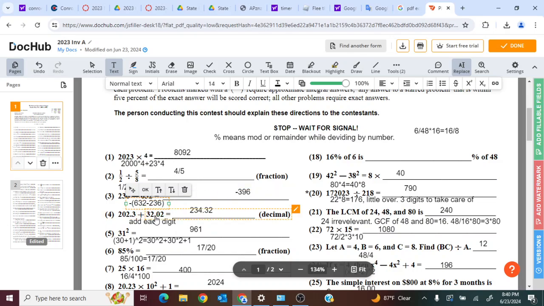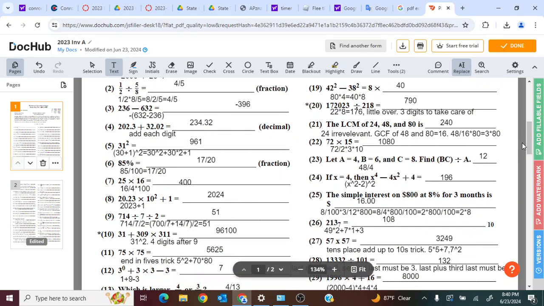4 is pretty simple. You just add each digit together. Not too bad. I don't think I need to go into too much depth on that.